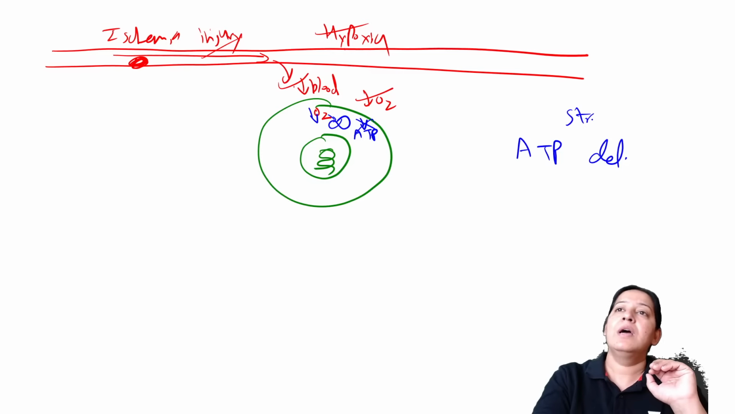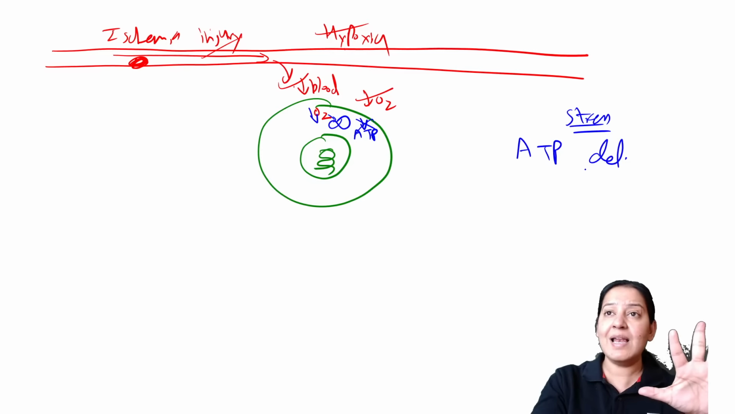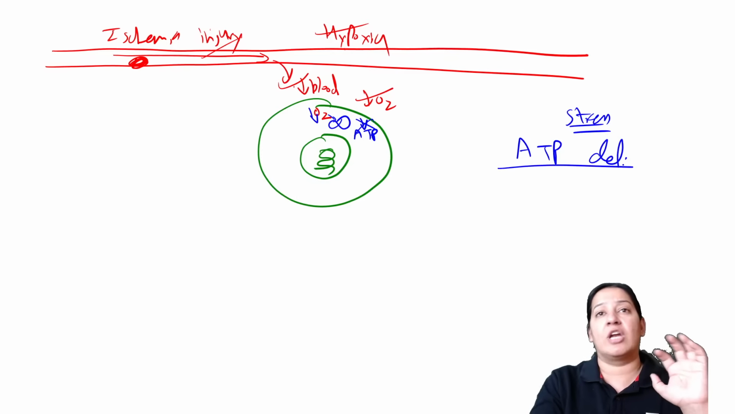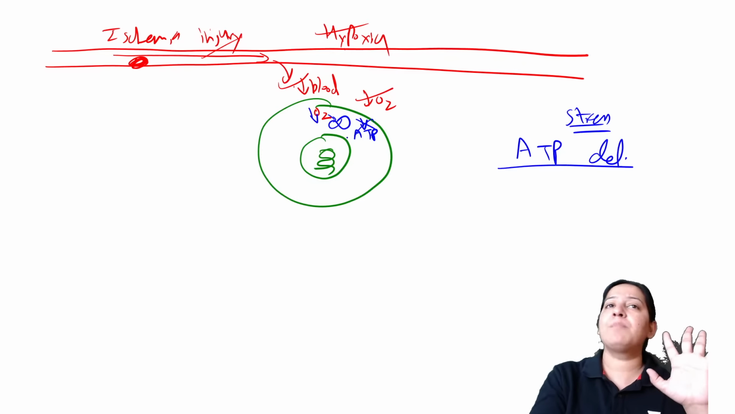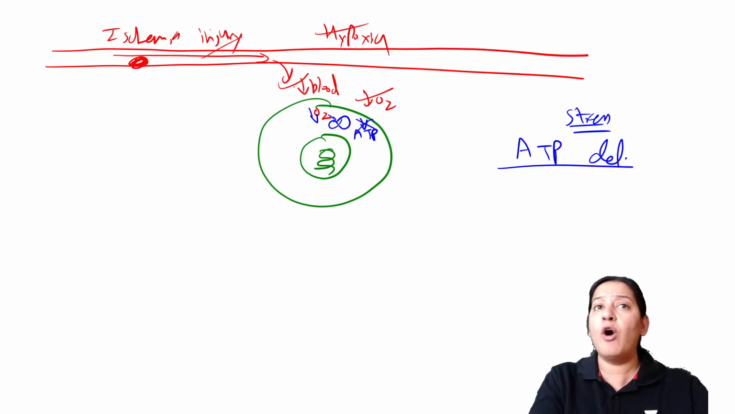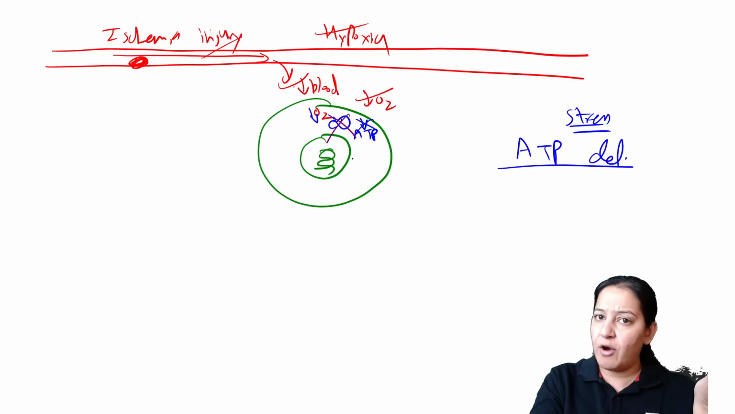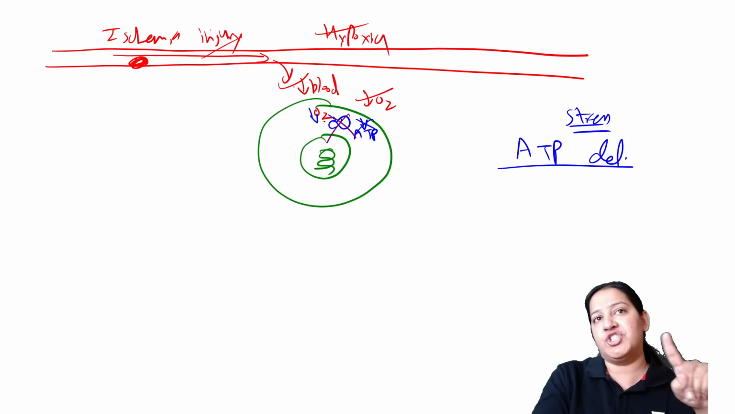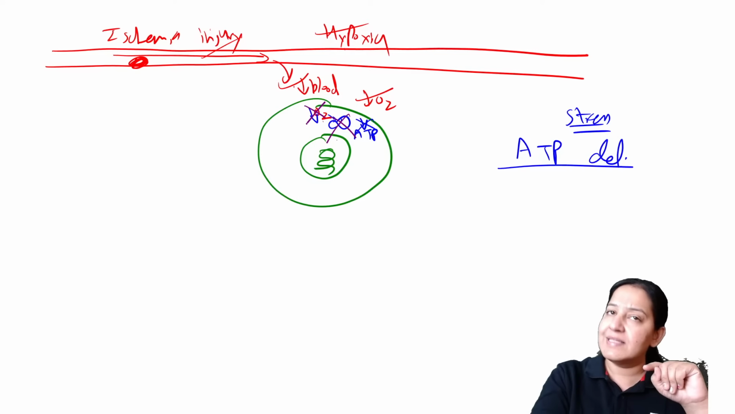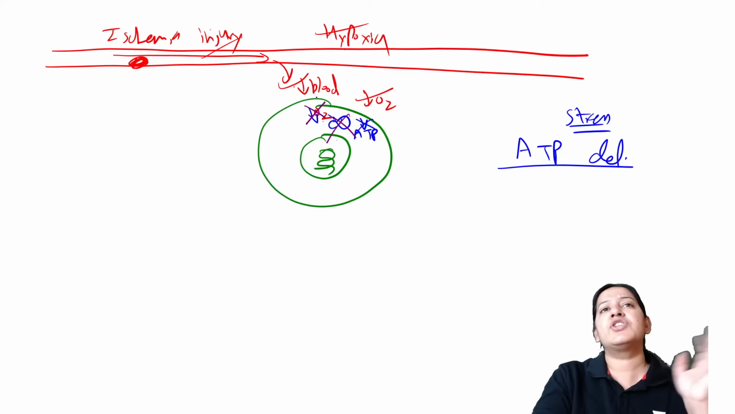This is a stress. So what is the stress to the cell? The stress to the cell is ATP depletion. Why is there ATP depletion? Because mitochondria is not forming ATP. Why is mitochondria not forming ATP? ATP is formed using oxygen. So oxygen is absent or it is less. Why is oxygen less? Oxygen is present in blood.